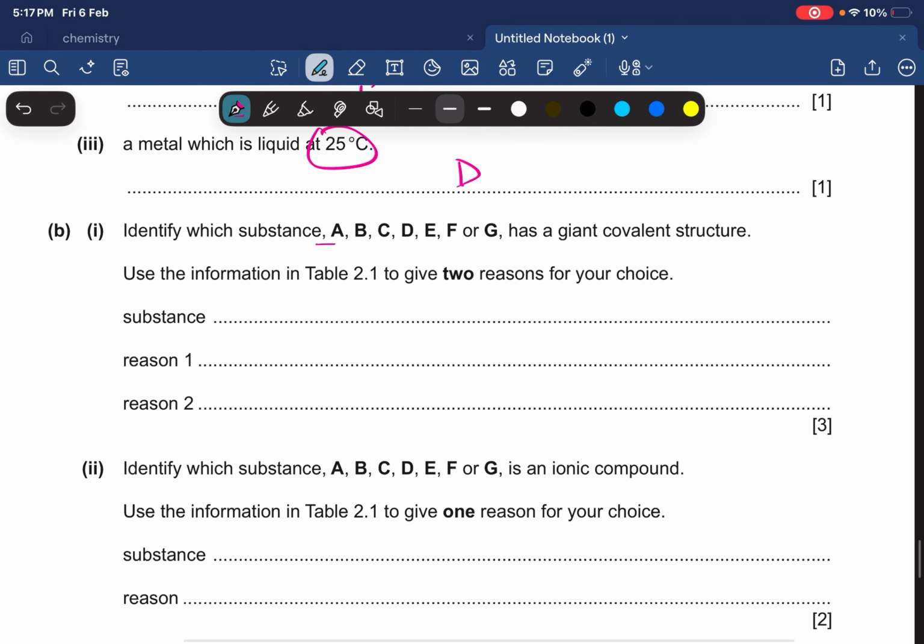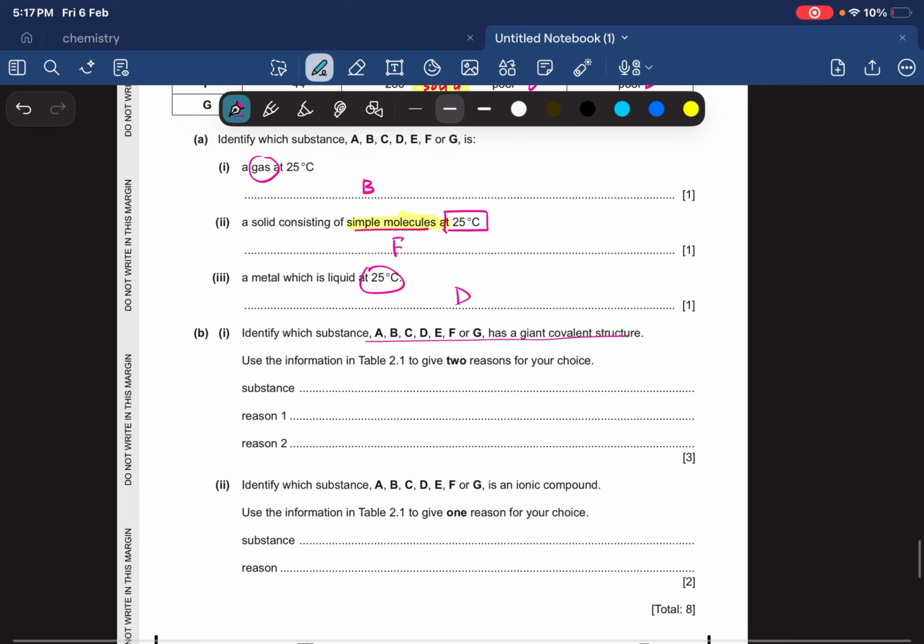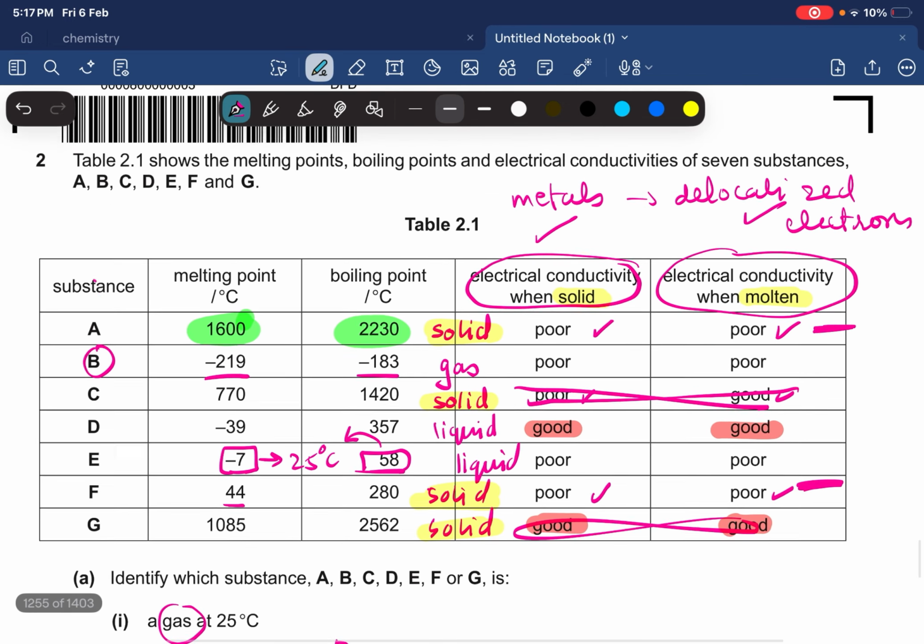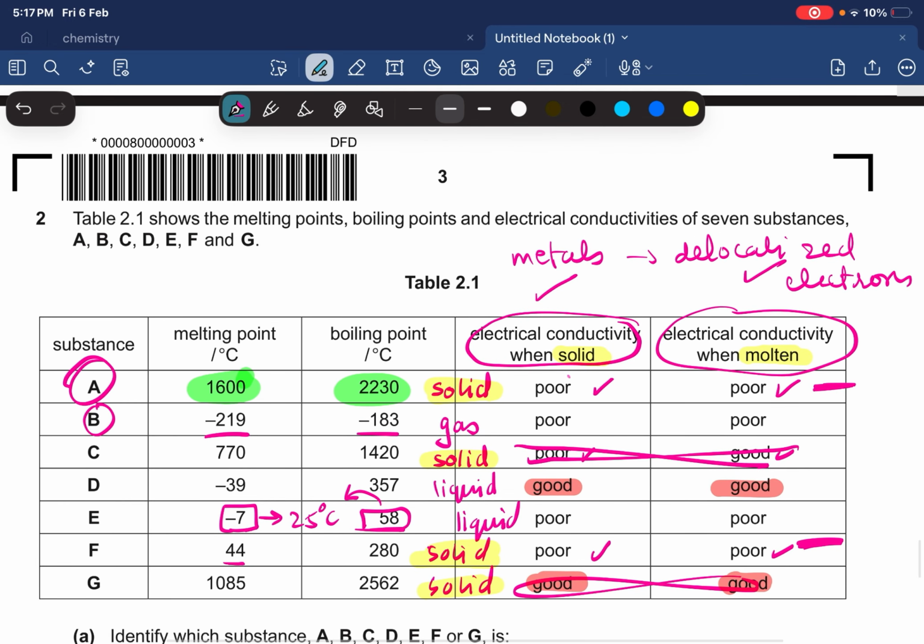Identify which substance has a giant covalent structure. Obviously we figured out option number A has a giant covalent structure because giant should have poor and poor, and secondly it should have a high melting and boiling point.